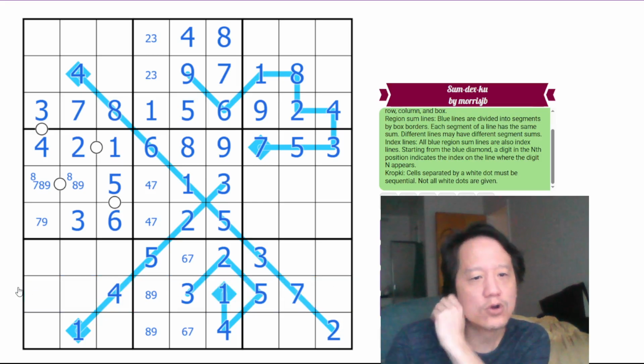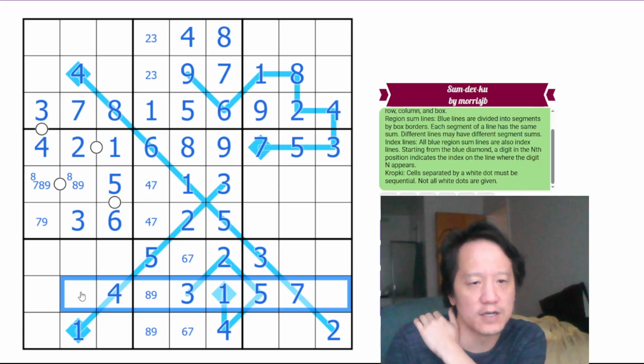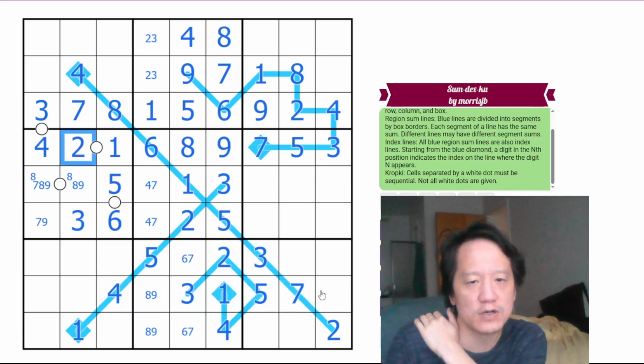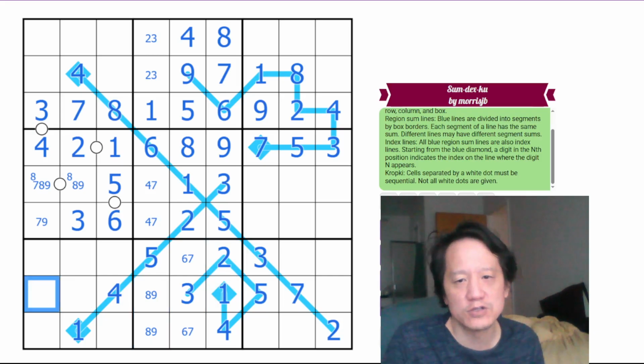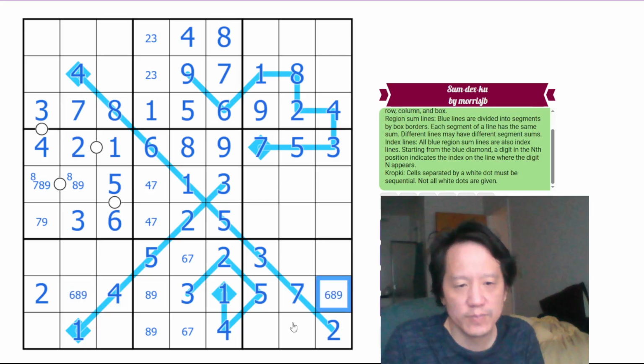In row 8, we're missing 2, 6, 8, 9, but 2 can't be here because of 2 in the column. 2 can't be here because of 2 in the box, and this can't be 2 because of 2 in the box. So where can the 2 be? It has to be here. The rest are 6, 8, and 9.